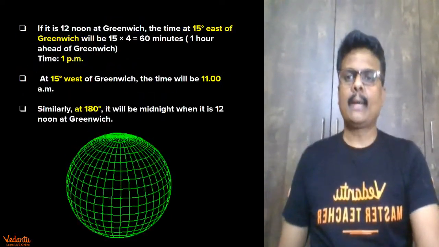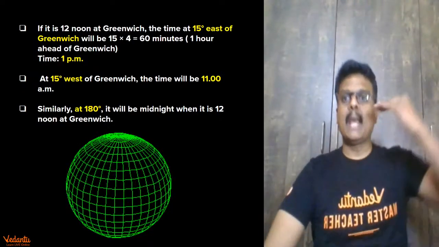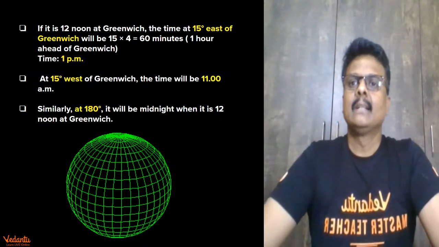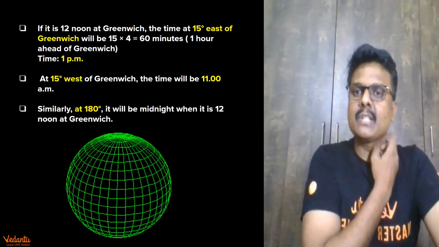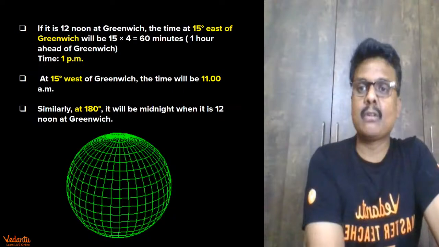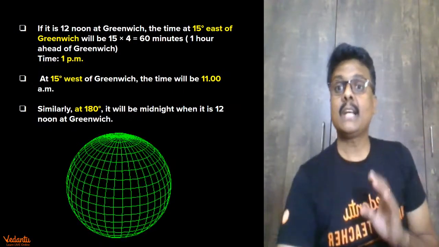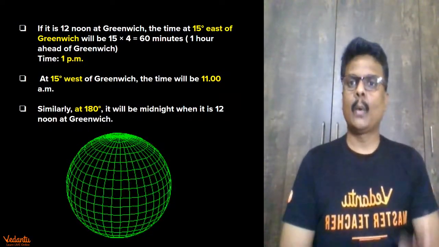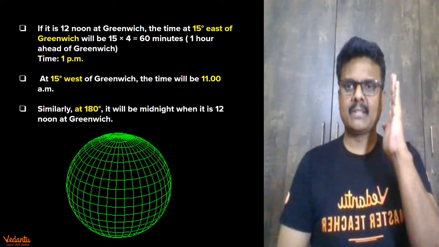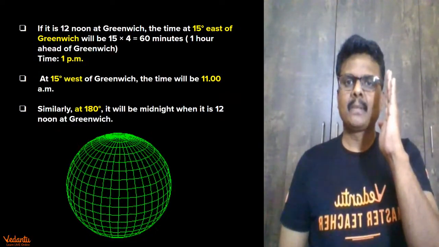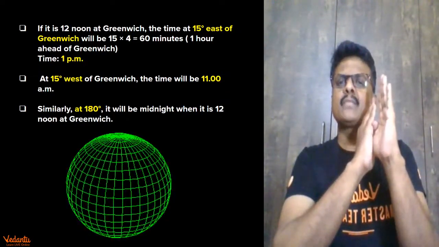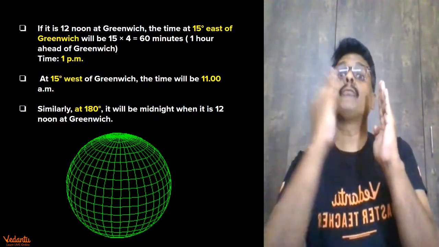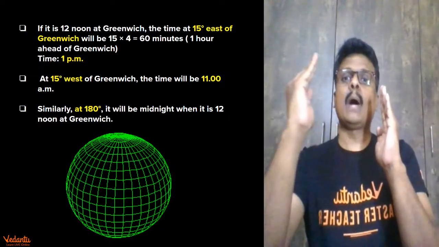Now if it is 12 noon exactly at the Greenwich meridian, the prime meridian, then a place 15 degrees east of Greenwich, which is 15 into 4, is 1 hour. That's how we arrive at 1 hour. So 12 o'clock in Greenwich means the time at any place 15 degrees east of Greenwich will be 1 hour further. So that means 1 p.m.